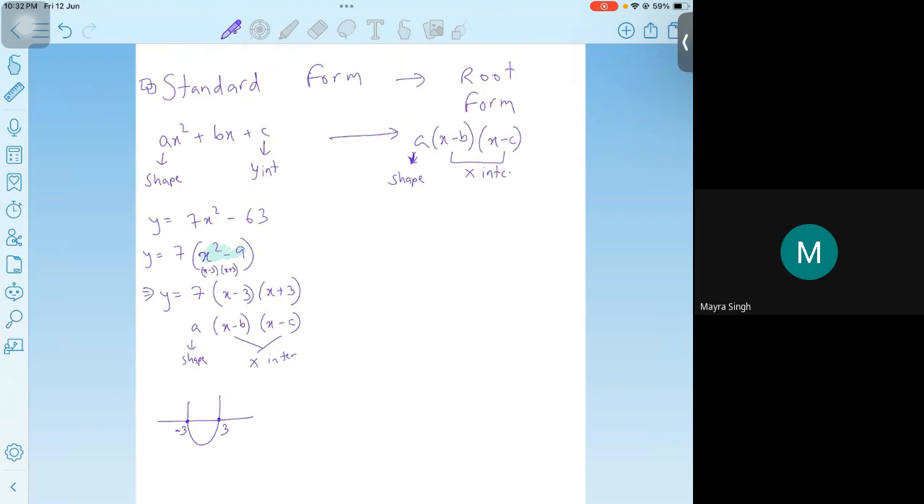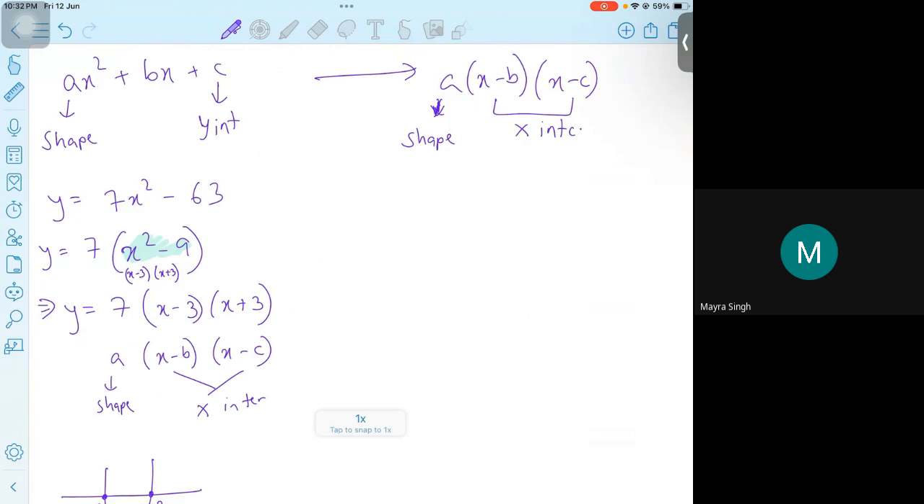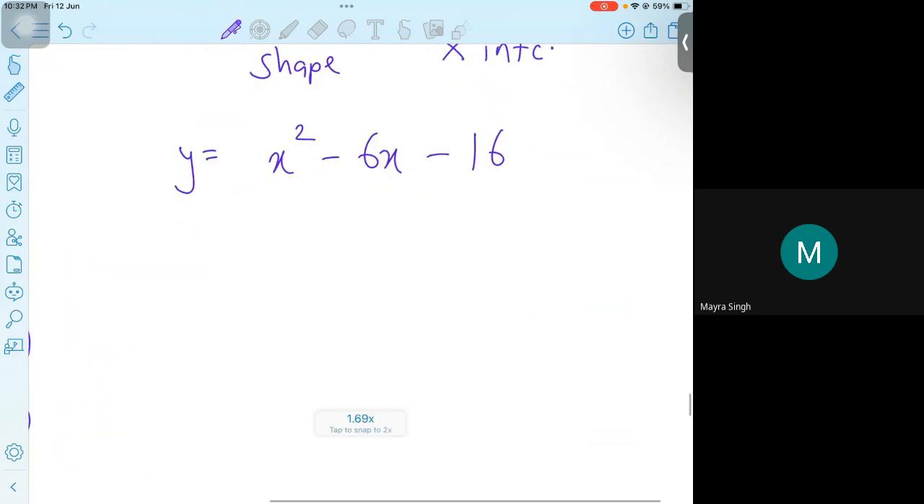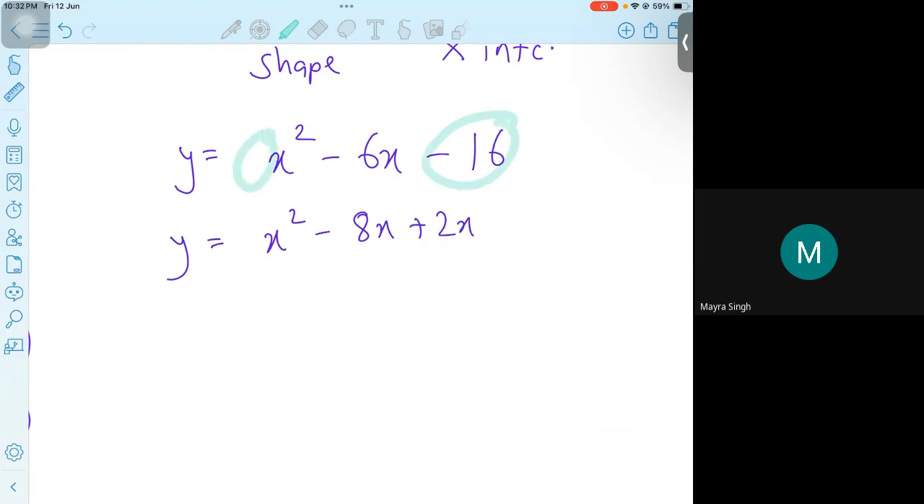Seeing none, let's do one more example for factorization. So we have y is equal to, let's say, x squared minus 6x minus 16. The way to solve this is by middle term factorization. I hope you know this. So y is equal to x squared minus 8x plus 2x, because I can see that this needs to be negative 16, right? So I'm using factors of negative 16.